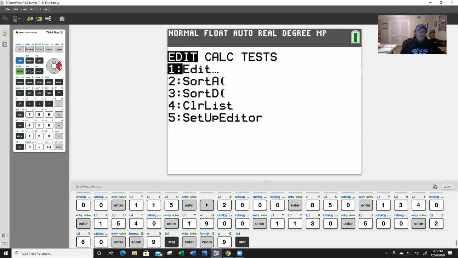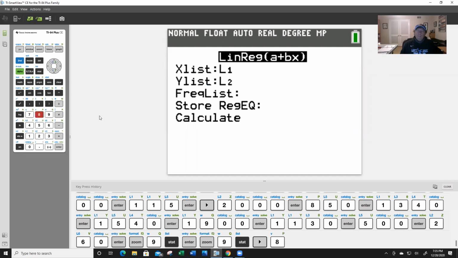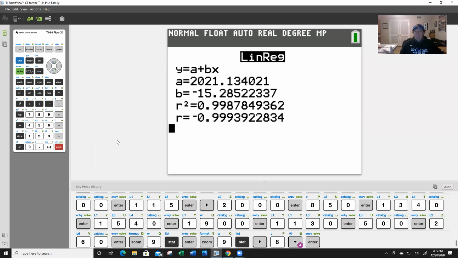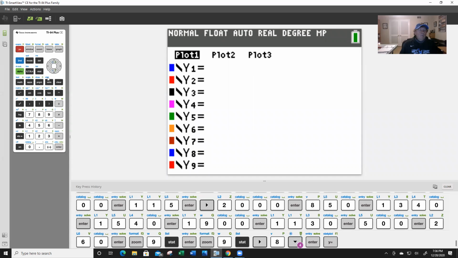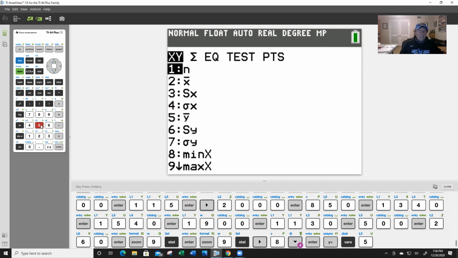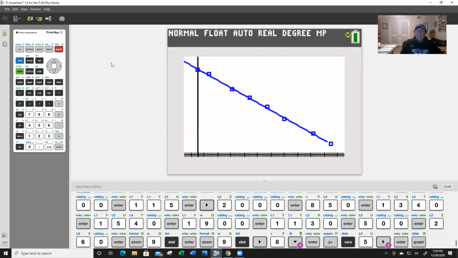STAT, CALC, and number 8's our linear one. Okay. And so I'm just going to go down there and hit calculate. All right, so there's the equation. You can go ahead and write that down and write down the R squared value of 0.9988. Pretty good. Okay, I'm going to graph that, all right? Y equals, I'm going to go VARS, Statistics, Equation, Regression Equation. I'll hit graph just to check it out. I mean, a linear model is a pretty solid idea. R squared is almost 1, and nothing wrong with that.